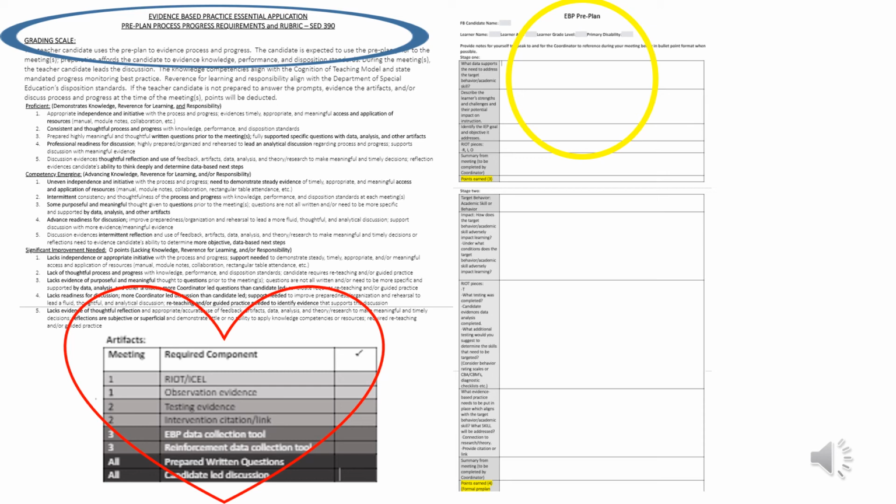The pre-planned graphic organizer shown here on the right should help you to be fully prepared. There's also an artifact checklist that corresponds to the graphic organizer. At the end of the application, you will have a pre-plan score which will be entered into SED 390 in connection with your EBP application.